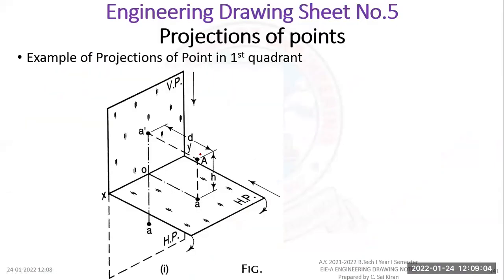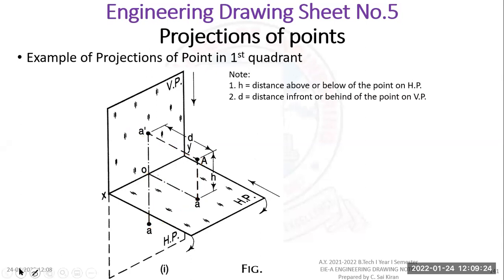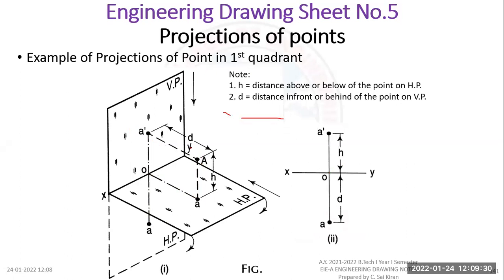So this is my point A. If I project my point A, it will become a dash in the front view, and in the top view it will become small letter a. Whatever this distance is with respect to XY, I am rotating in the clockwise direction. This is my vertical distance you have to draw. I have already shared the video, watch that video once. So how to draw it: first draw the XY line.